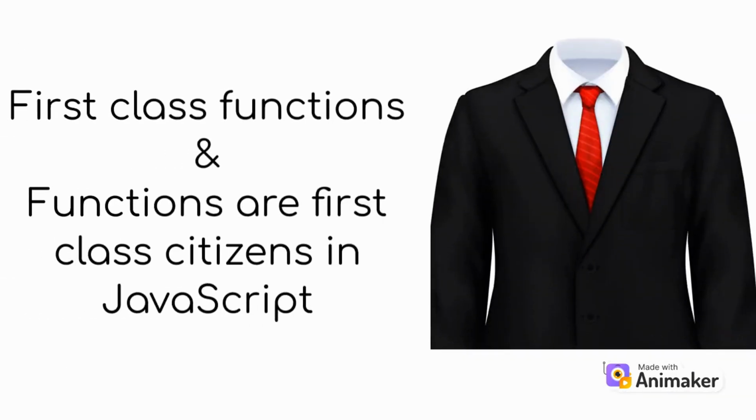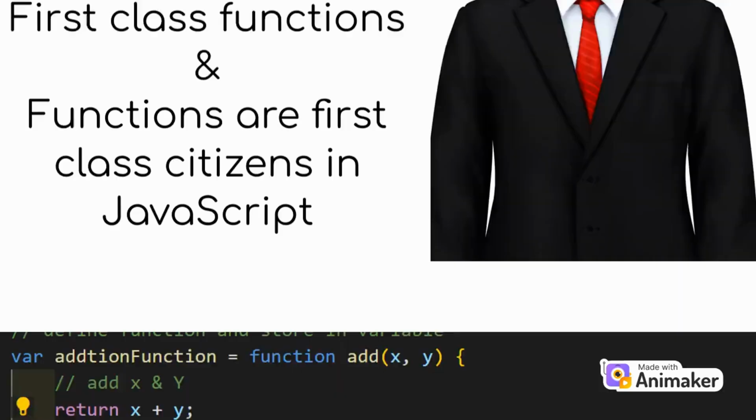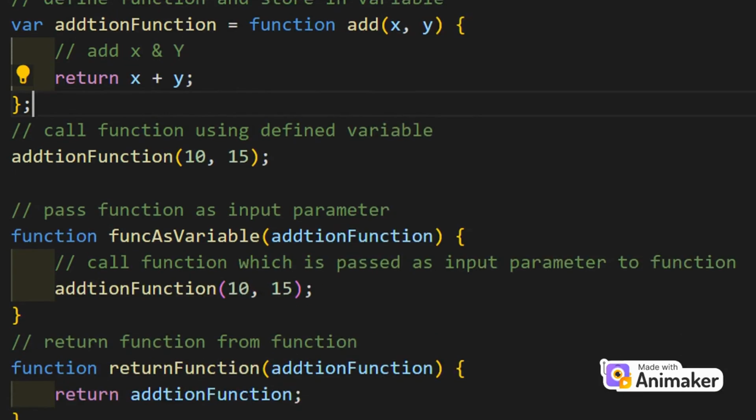So what are first-class functions? If a programming language has the ability to treat functions as values, to pass them as arguments, and to return a function from another function, then it is said that the programming language has first-class functions, and the functions are called first-class citizens in that programming language. For example, you can define one function and a variable can be assigned to that function. So that variable will hold that function.